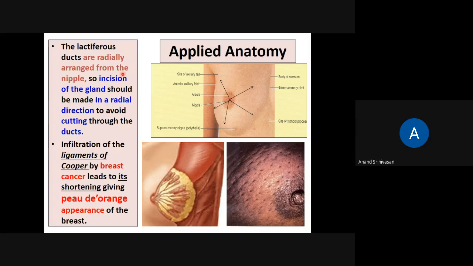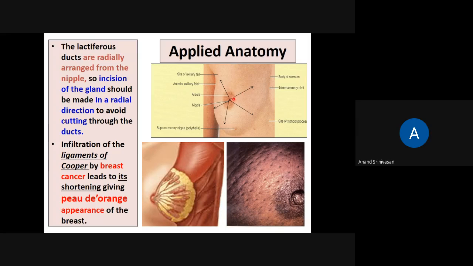What happens in case there is an infection? Why is there an infection? Probably because of improper latching, improper feeding, where the infant tends to bite the nipple and there will be cracks in the nipple, through which the infection can enter and infect the breast, leading on to mastitis as well as abscess. In case there is an abscess, you need to do an incision and drainage.